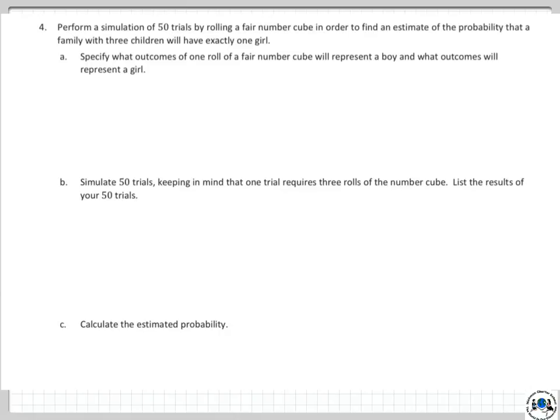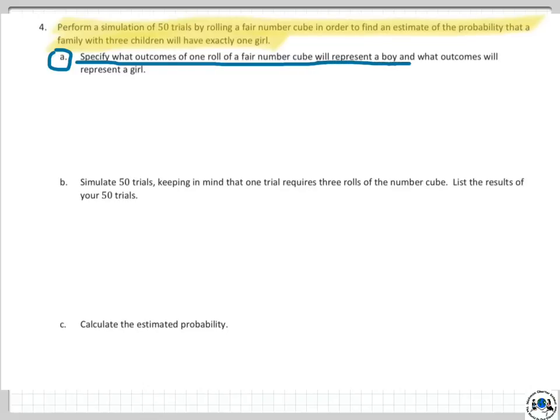But anyway, let's go ahead and look at this. It says here, number 4, perform a simulation of 50 trials by rolling a fair number cube in order to find an estimate of the probability that a family with 3 children will have exactly 1 girl. Probably the most important part of this problem, not necessarily all the rolls, but this idea of how you set this up. So firstly, you need to specify what outcomes of one roll of a fair number cube will represent a boy and what outcomes will represent a girl. So why don't you go ahead and just consider that. You can just throw it down there and come on back and we can talk about it. How would you work that out?